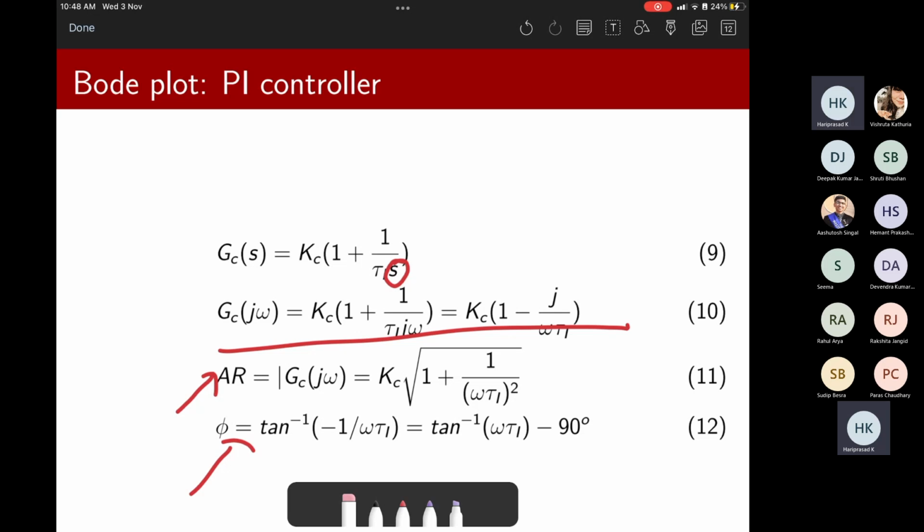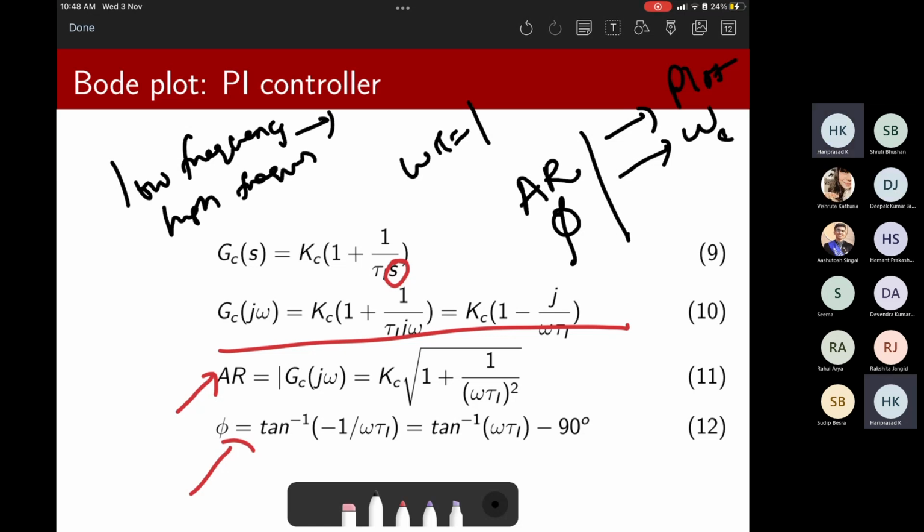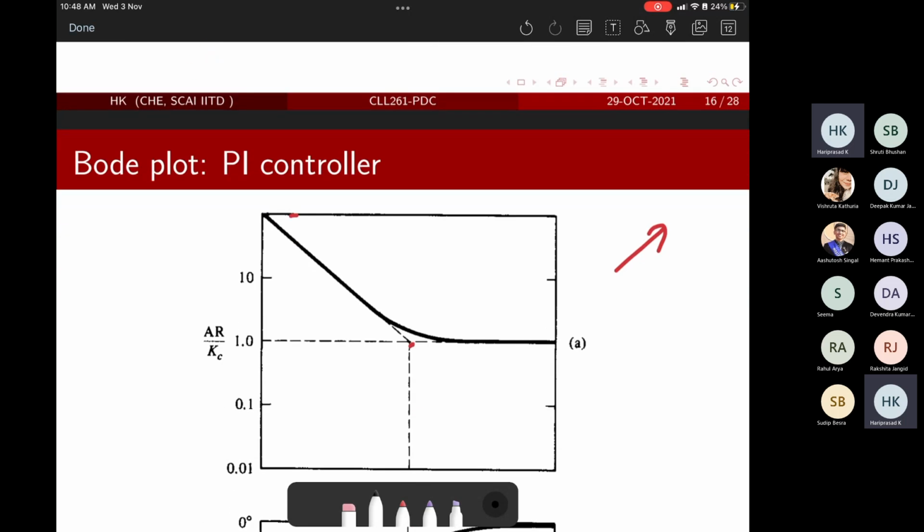If you are given a new transfer function also, you should be able to compute the AR and phi expressions and take out the inferences. If it is plotting, you plot, or compute the corner frequency, omega tau equal to 1, whenever there is a jump that you would see. Then compute the low frequency asymptote, high frequency asymptote, and compute the slope of them. What is the slope of the low frequency asymptote? Compute the slope of the high frequency asymptote. I hope this much you should be able to do.